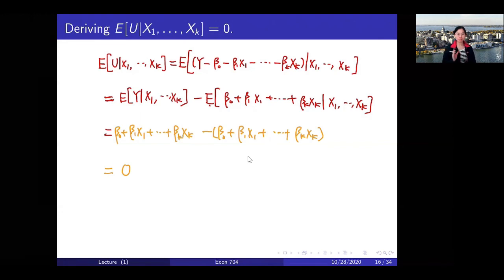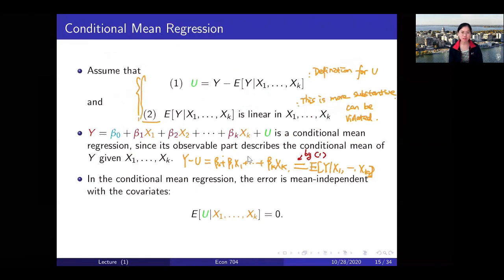So for the conditional mean model, the error term by definition is mean independent of the x1 to xk. If the conditional mean model assumptions, these two assumptions, are satisfied, then the error term is automatically mean independent of the covariates. Just by definition, this holds. Okay, so that's the setup that you have for the conditional mean regression.